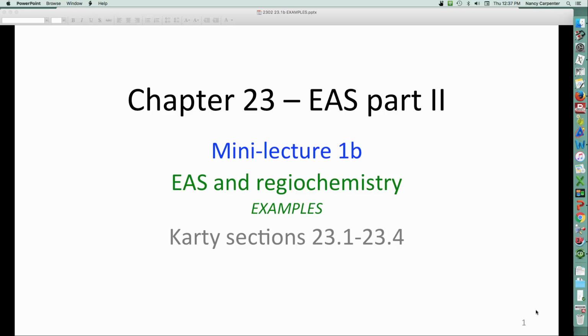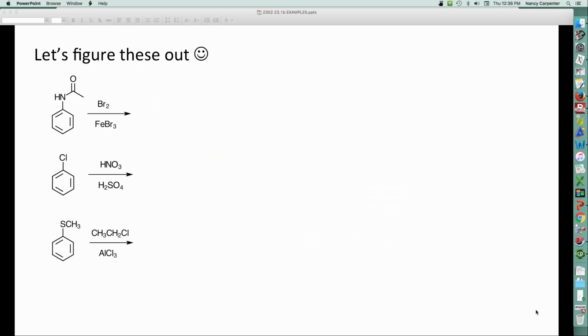This will be a short and optional mini lecture because all I'm going to do here is go through 3 problems of reactions that illustrate the directing nature of substituents. So let's figure these out. We've got an acetylated aniline that's getting brominated, chlorobenzene that we want to nitrate, and some kind of thiol that we're going to put an alkyl group on.